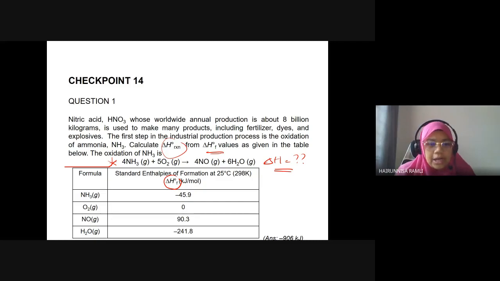And then, kalau kat sini you perasan oxygen dia bagi the value zero. Sometimes dia tak bagi. Kalau dia bagi, alhamdulillah, syukur. Kalau tak bagi, you have to remember lah the value is zero. Cuba kira. Dapat tak? Sama.